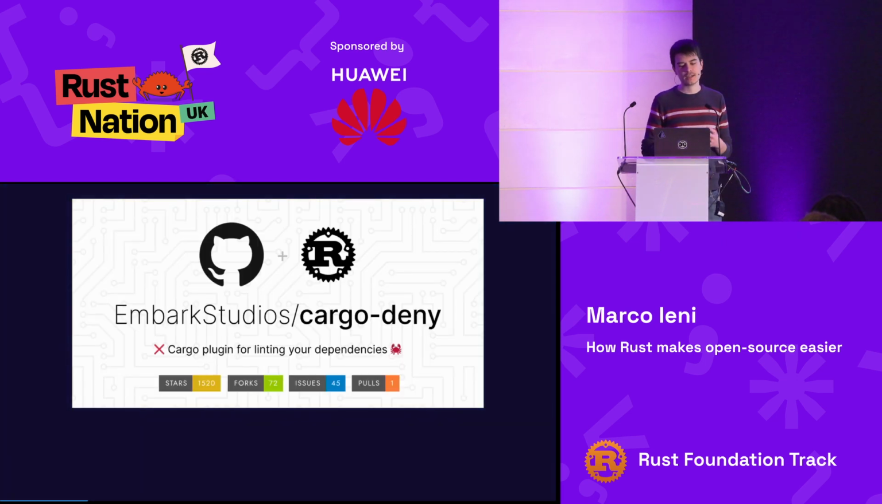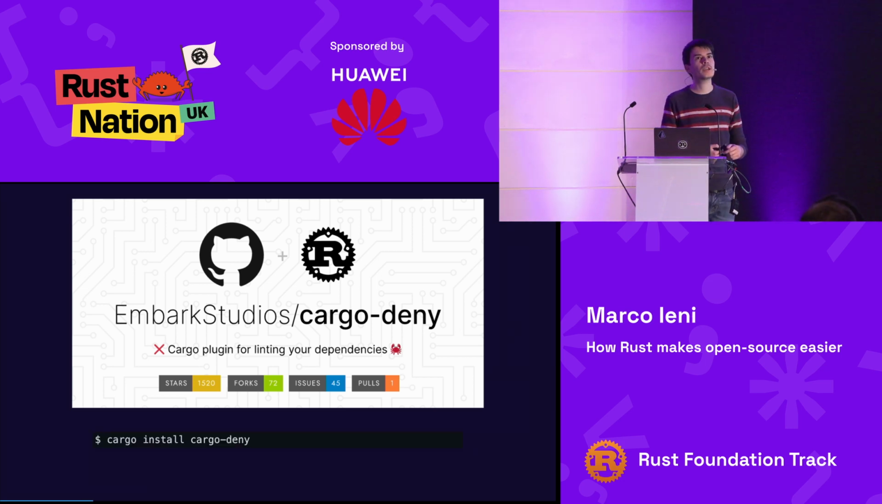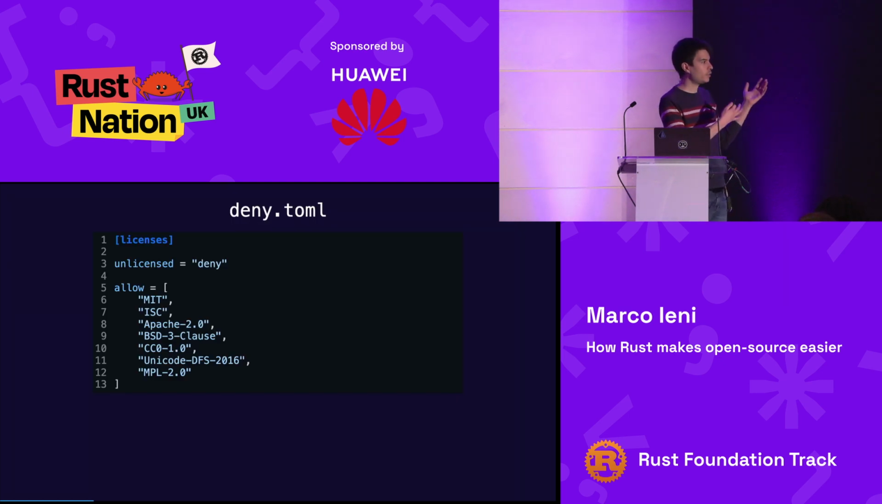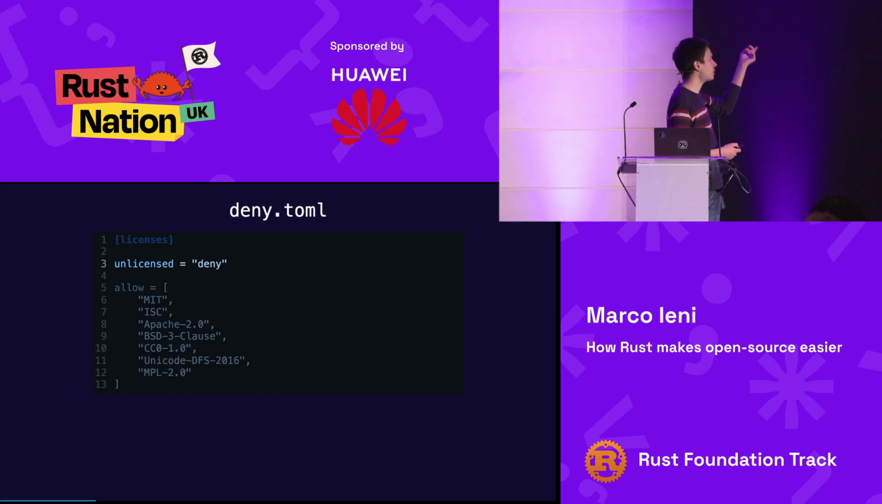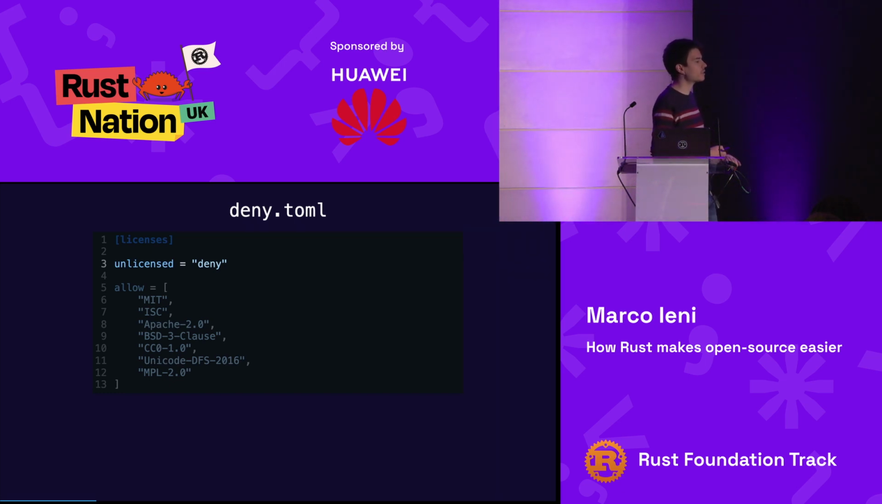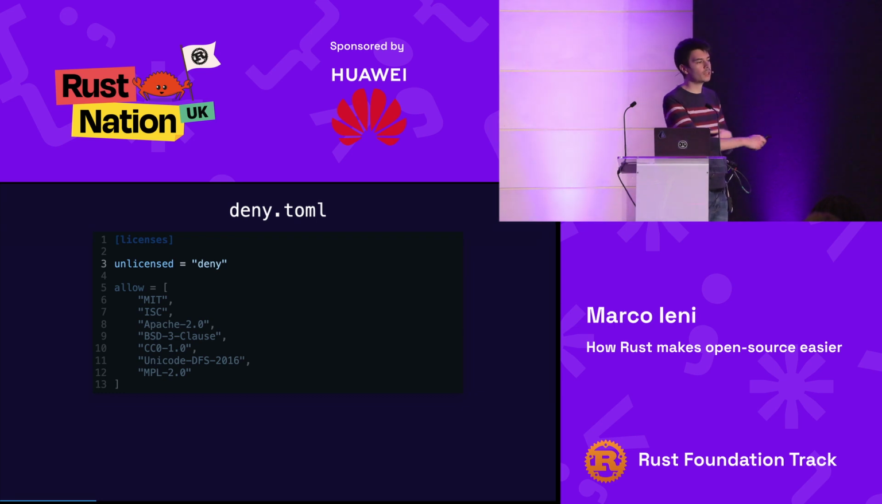So cargo deny is a cargo plugin for linting your dependencies. You install it in the same way you install every Rust binary that is published on crates.io, so cargo install cargo deny. And you add the deny.toml file to your project, and here you can specify some options. For example, if you specify license deny, it means that cargo deny will tell you when your dependencies don't contain a license.